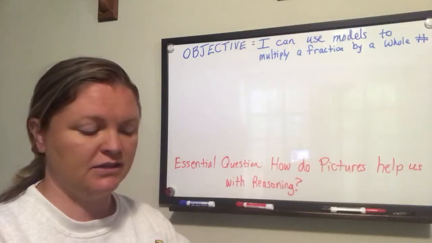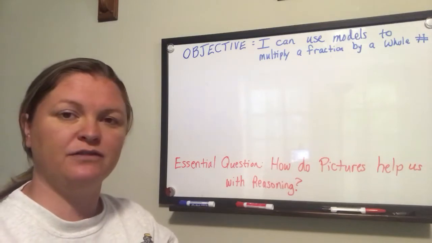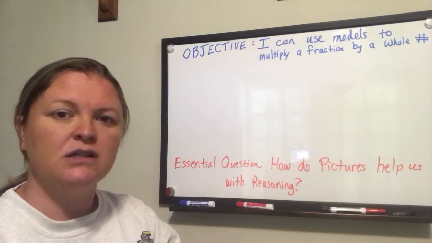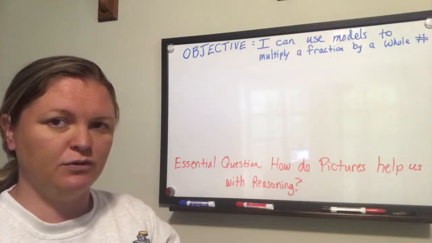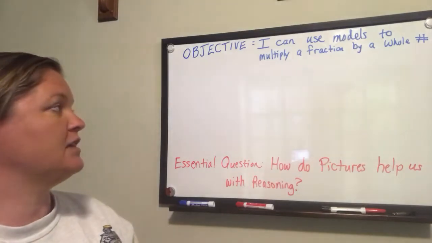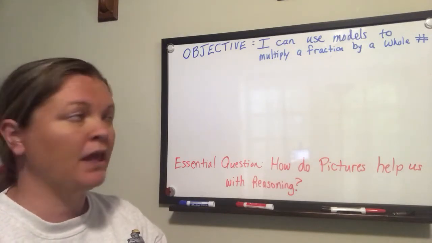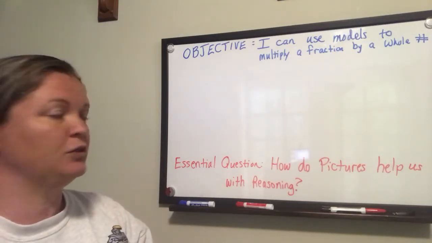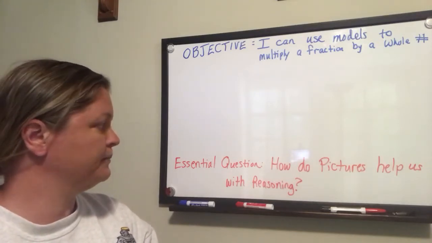during our Zoom meetings. So today's objective for math is where we left off when we were together at school. Some of you in other 5th grade classes might have done this one already, so it might be a good review for you. So the objective is I can use models to multiply a fraction by a whole number. I can use models, which means pictures, to multiply a fraction by a whole number.